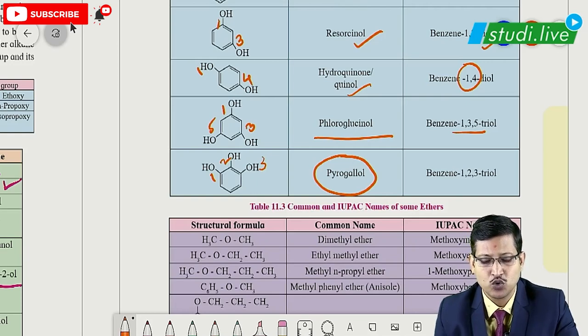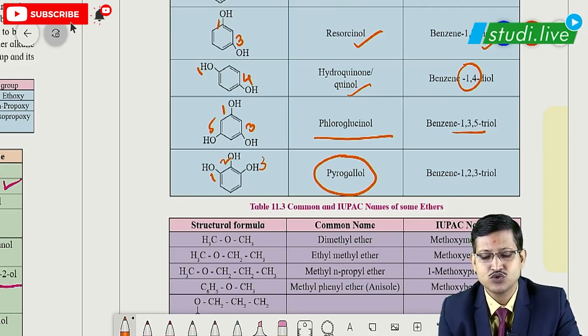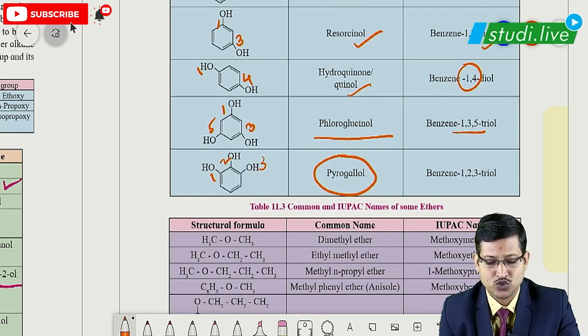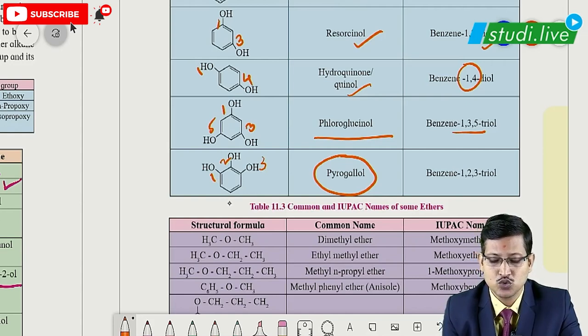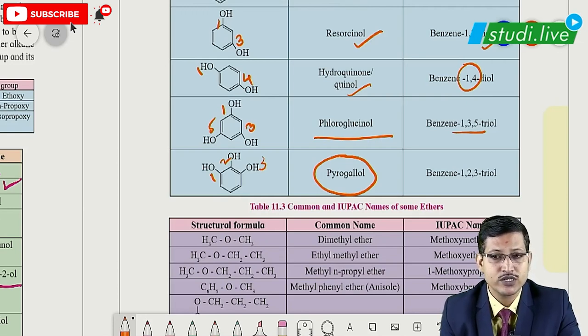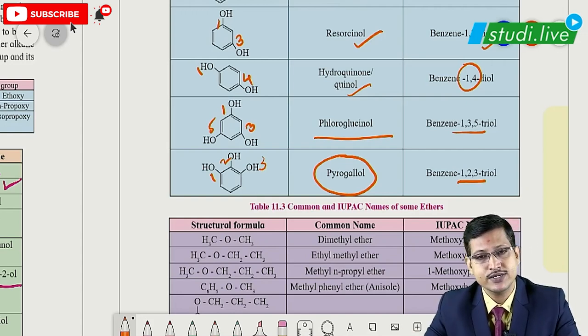What is that lowest locant rule? It is when you add this together, you should get the least number. So 1, 2 and 3: 1 plus 2 is 3, 3 plus 3 is 6. Now here, if I take it in this way, 1, 2, 3, 4, 5, 6, this will be 5 and this will be 6. It will give you a larger number, which is not possible, because as per the IUPAC rules, we want the lowest set of locants. So it is benzene-1,2,3-triol.